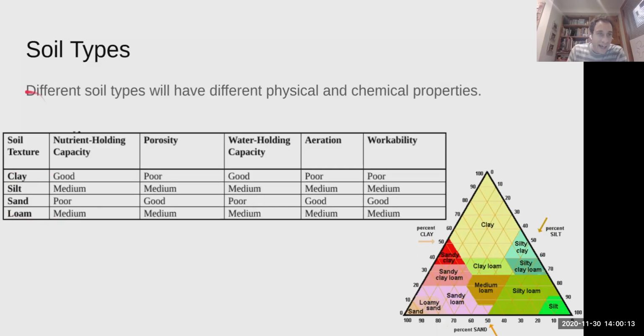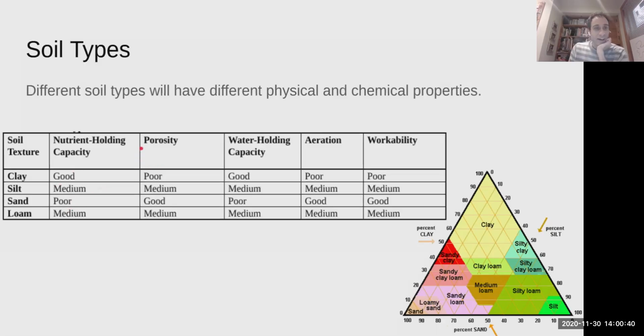First, let's look at our nutrient holding capacity. This is the ability of a soil to hold on to nutrients, to not allow nutrients to leach out of the soil. And clay is really good at that. Clay is excellent at not allowing soils to lose their nutrients. And if we look at sand, sand is really bad at that.